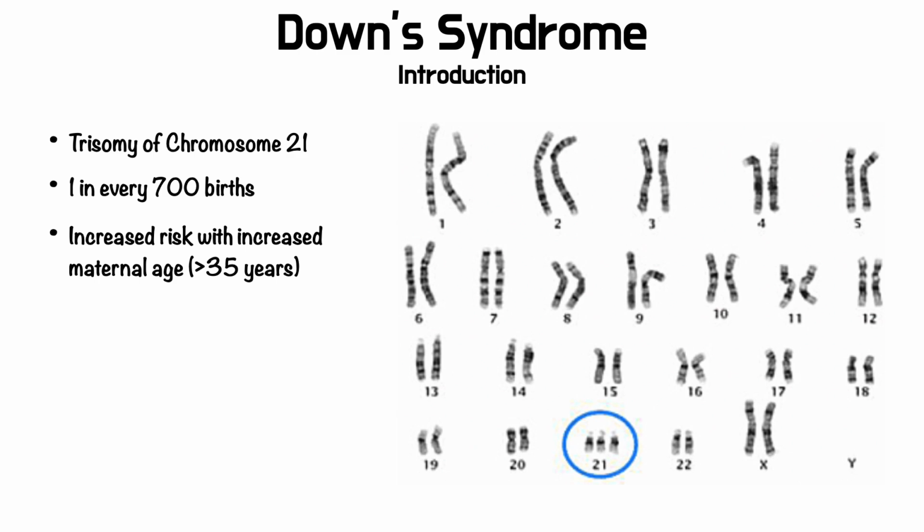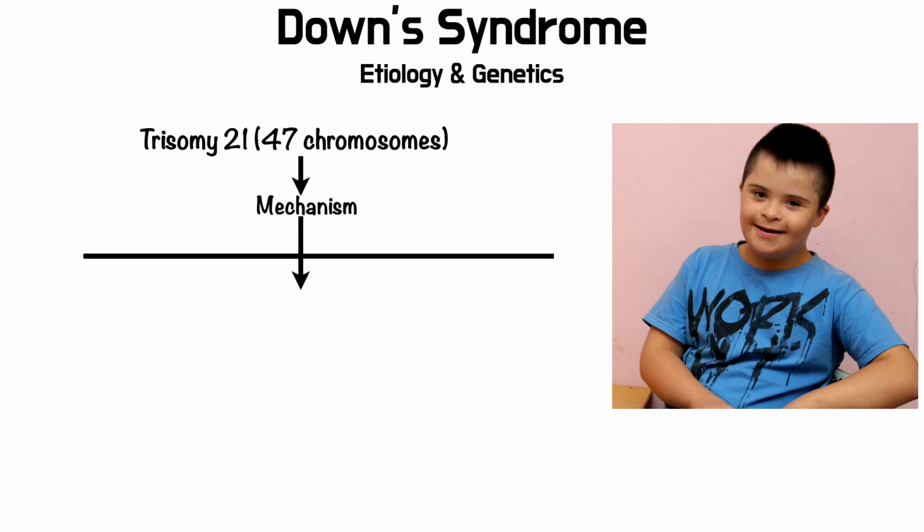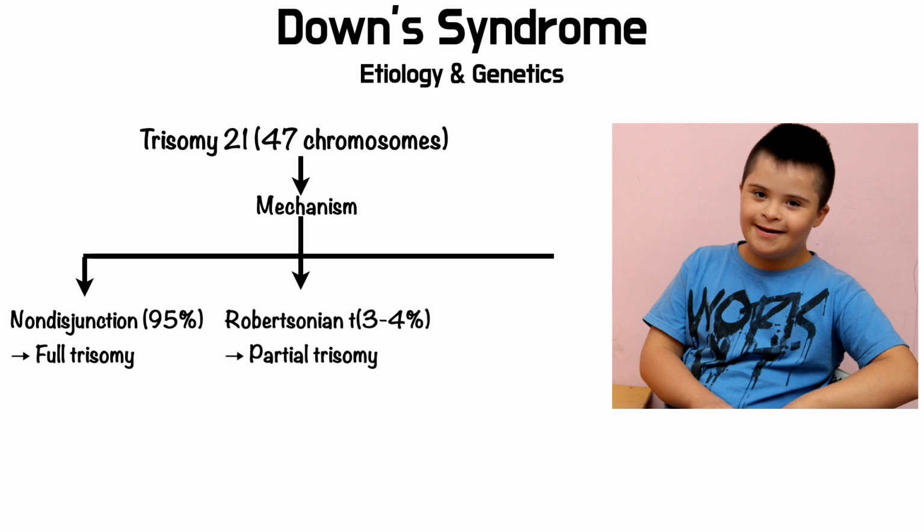So at most 32. And then the etiology and genetics: there is trisomy 21, that is 47 chromosomes, and it is due to three mechanisms. The first one is non-disjunction, that is 95% of cases, which leads to full trisomy. Then Robertsonian translocation happens in 3 to 4%, causing partial trisomy, and the last is mosaicism. It happens in 1 to 2% and leads to mixed cells.